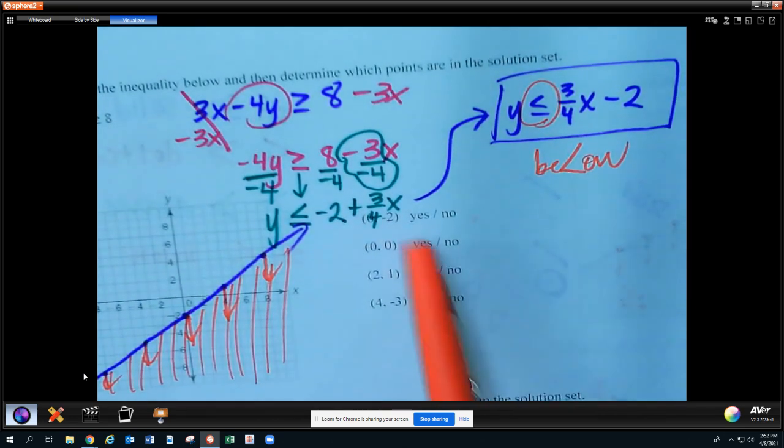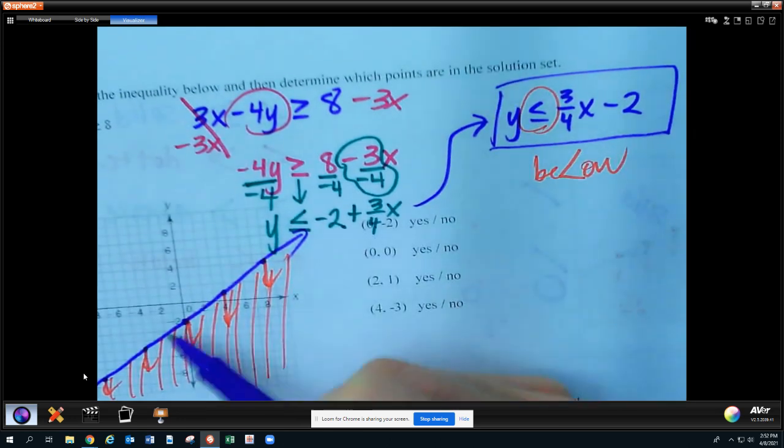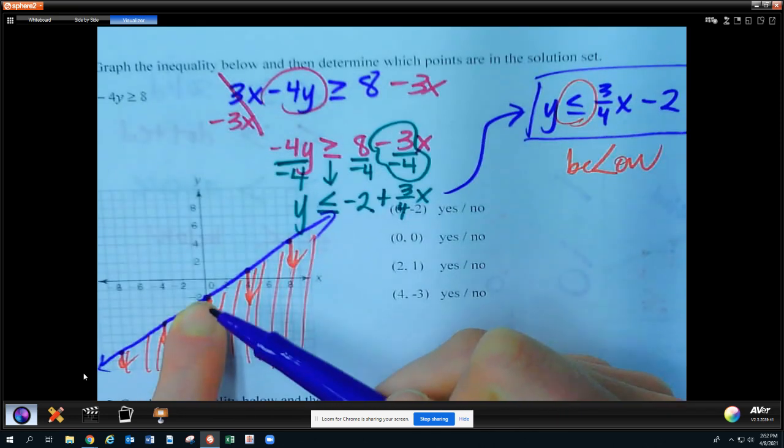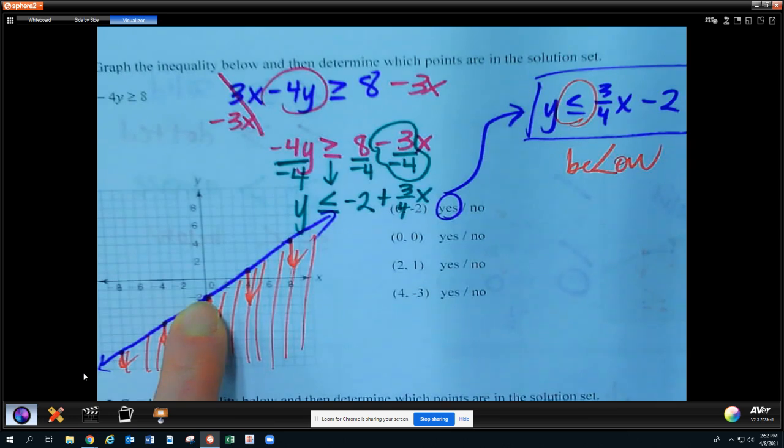Okay, so now we can see if any of these points are solutions. So let's start with this 0, negative 2. It falls on a solid line, so yes. If it was a dotted line, no. But if it lands on a solid line next to the shaded region, it's good.